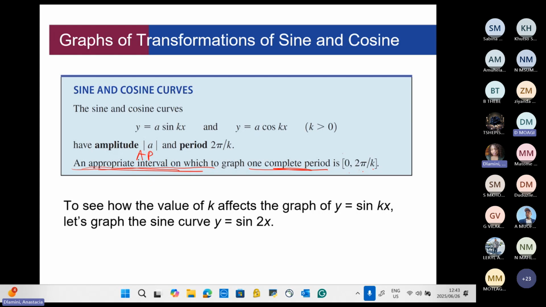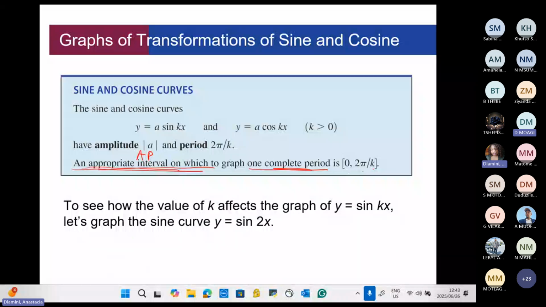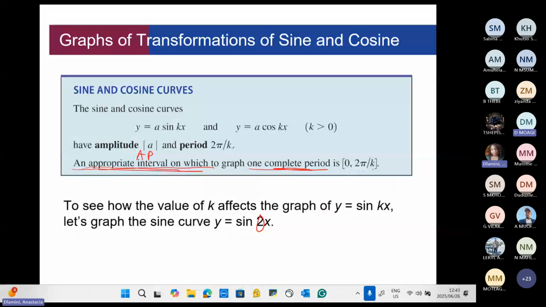Are we all together now? Yes, ma'am. So this is what we drew. Since the period is 2 pi over 2, which equals pi, the reason is this 2. So for the graph of one complete period of y equals sine of 2x, you find the amplitude. That's what you're going to do in your assignment. When sketching, your amplitude in this case is 1.